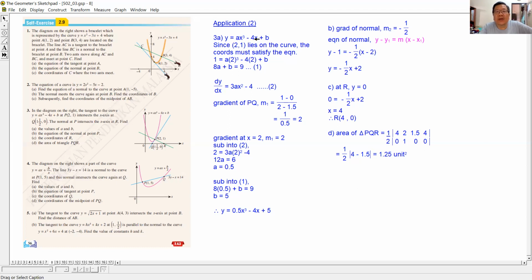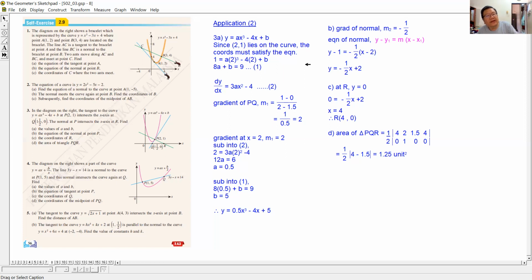y equals ax cubed minus 4x plus b. Since the point (2, 1) lies on the curve, the coordinates must satisfy the equation. So I substitute 2 into x, and 1 into y. Then you simplify this equation, and you have a plus b equals 9. That is the first equation I formed.